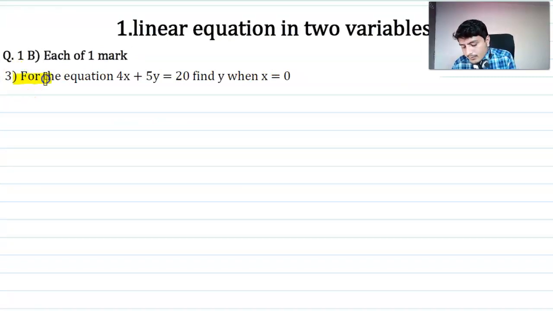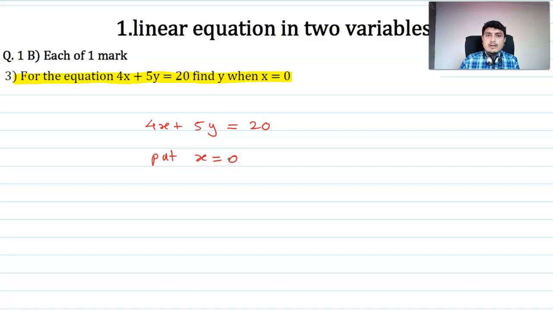It is of the form: for the equation 4x plus 5y equals 20, find y when x is 0. So here we are given the x value as 0, and we have to evaluate y for the given linear equation in two variables, 4x plus 5y equals 20. Whatever value of x we are given, we replace x by that value, which is 0 here. So 4 into 0 plus 5y equals 20.